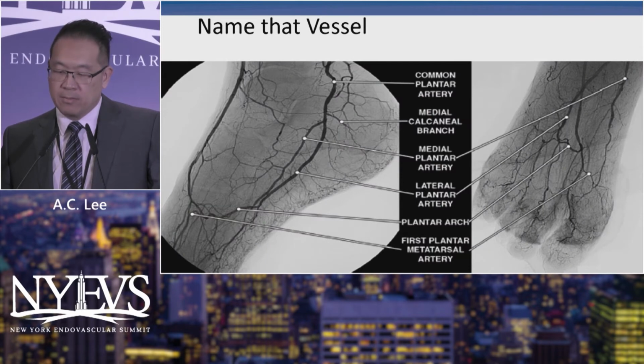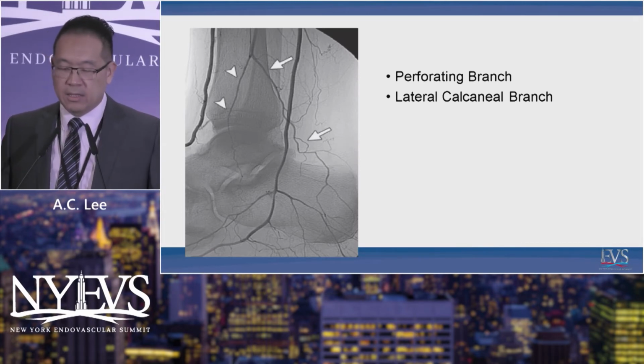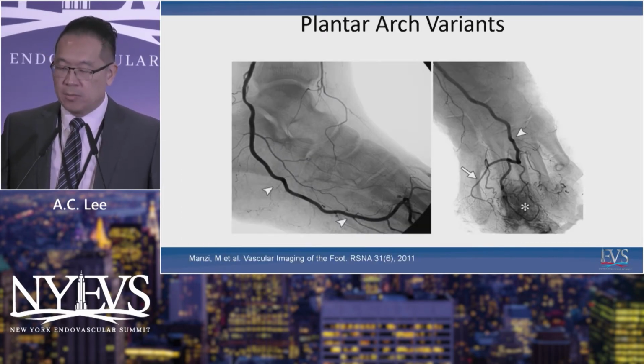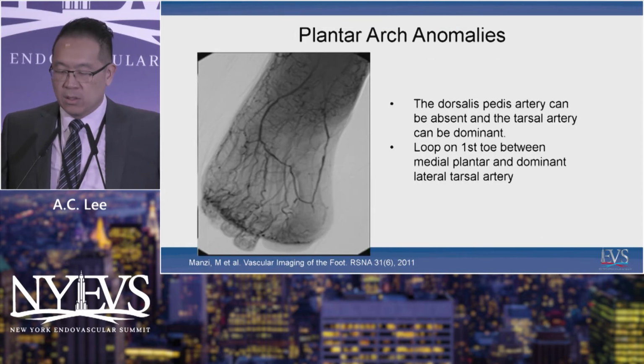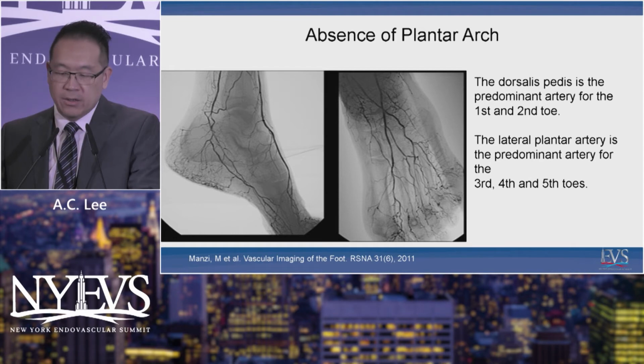So again, just some names of the branches down here in the foot: the peroneal branch, the perforating branch, and the lateral calcaneal branch. Now some plantar arch variants. Here you see a very super dominant plantar vessel with really no dorsalis pedis. Here you can see absence of the dorsalis pedis, and you have a dominant lateral tarsal artery that connects with a medial plantar artery. And then here, an example where there is no true connection between the dorsalis pedis and the posterior circulation.